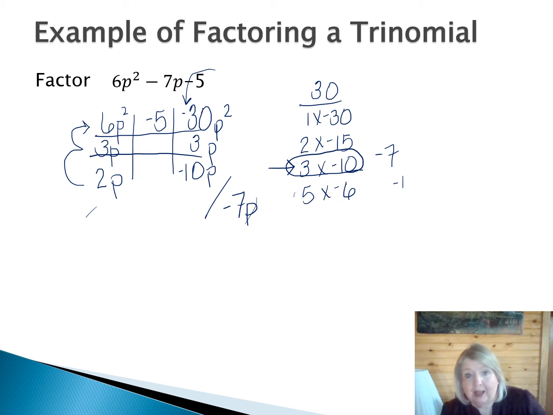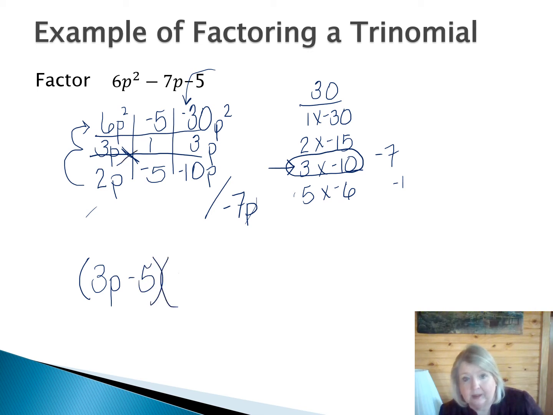Now I'm going to multiply up. 3p times what is 3p? 1. 2p times what is negative 10p? Negative 5. And here's my question. Is negative 5 times 1 negative 5? Yes, it is. So I have done tic-tac-toe, and I've done it properly. So my answers are found on the diagonals. 3p minus 5. And then the up diagonal, 2p plus positive 1. Final answer.